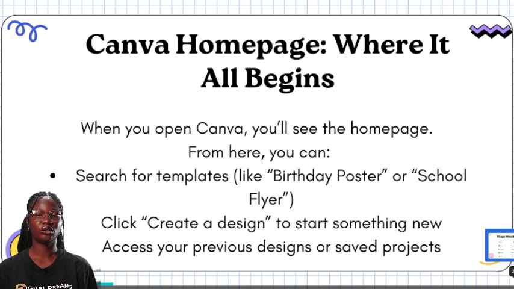So we looked at the Canva homepage and the Canva design editor interface, because we said that Canva has two interfaces, which are known as the Canva homepage and the Canva design editor. The Canva homepage is where it all begins. When you open your Canva, you will see the homepage, from where you can search for templates like birthday post or school flyer. You can click on create a design, projects, home. All those tools are found in the Canva homepage.